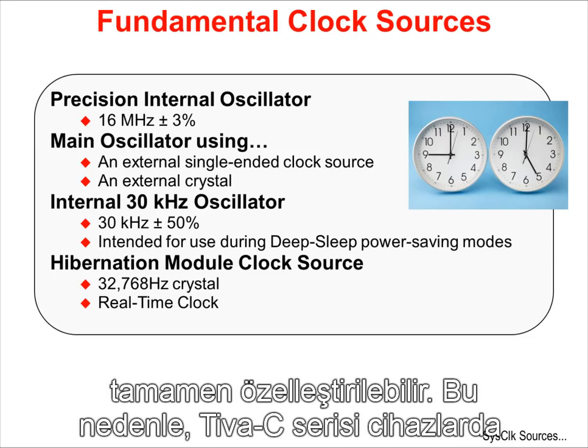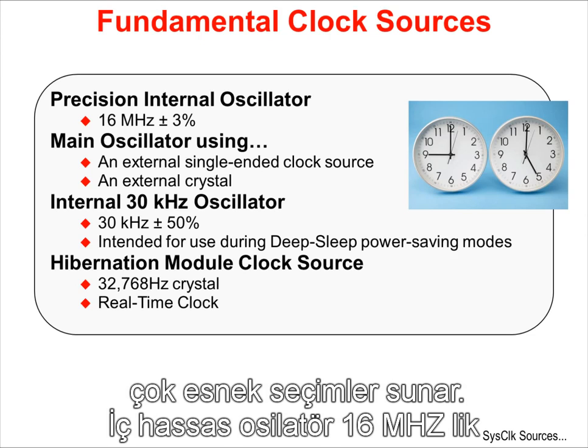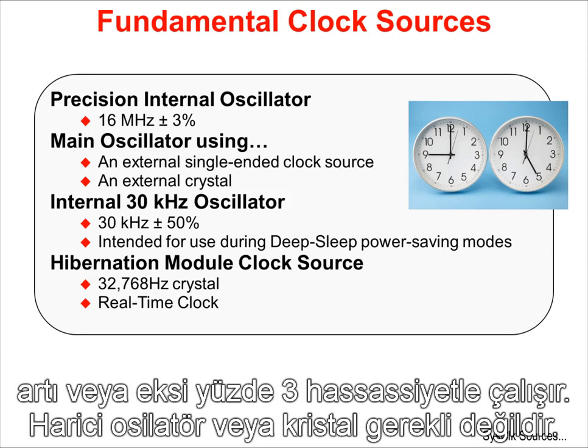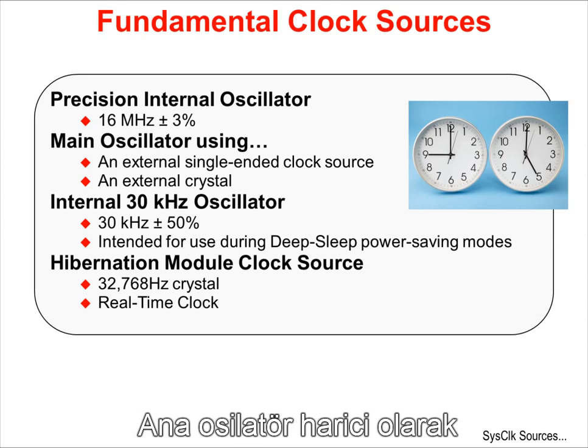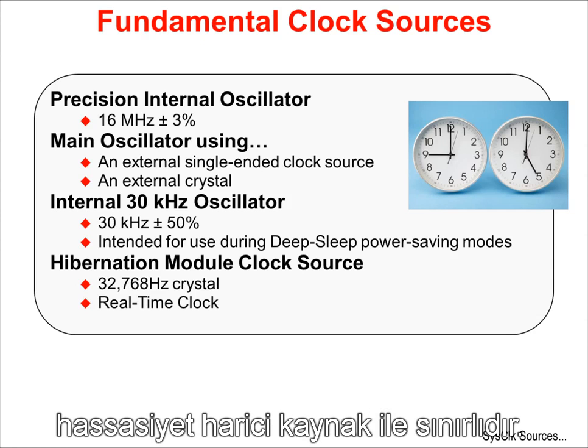There are 4 fundamental clock sources on Tiva C-Series devices, which offer the developer very flexible choices when clocking the device. The Precision Internal Oscillator is a 16 MHz oscillator plus or minus 3%. No external oscillator or crystal is required. The main oscillator uses an external single-ended clock source or an external crystal. The precision is limited by that of the external source.